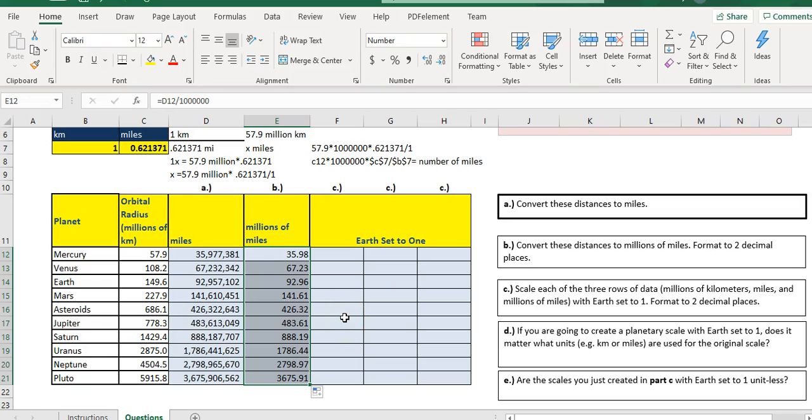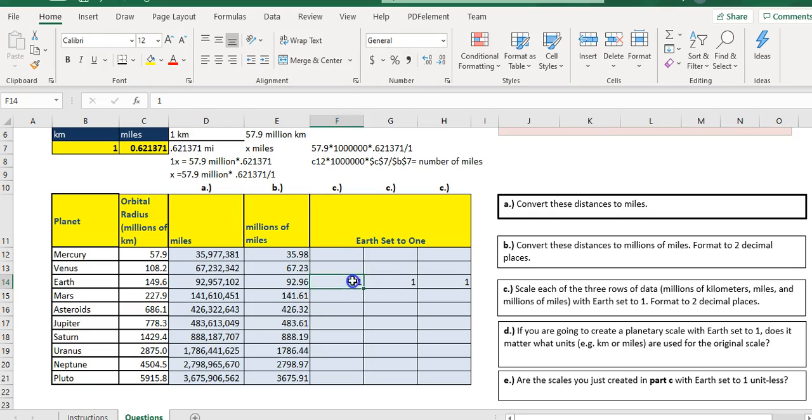Okay, so now I've got my millions of miles. All right, so now let's talk about the next step. It says to scale all of these values with Earth set to 1, formatted as 2 decimal places. So Earth is going to be 1. In all of these cases, Earth will be 1.